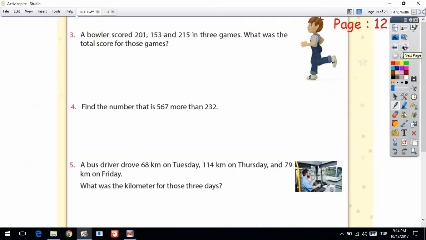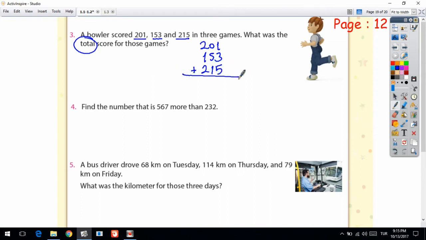So let's look at the third question. A bowler scored 201, 103, then 215. There are 3 numbers. What should I do? In 3 games, what was the total score for those games? Is there any special keyword that reminds you of an operation? Yes, of course. What is the keyword? Total. What should I do? Of course, I will add the numbers. I am writing the numbers in order: 201, 153, then 215.